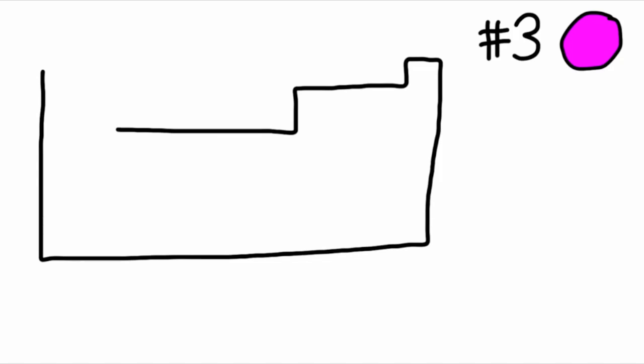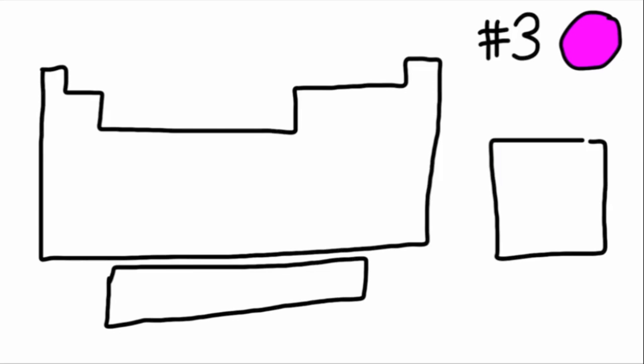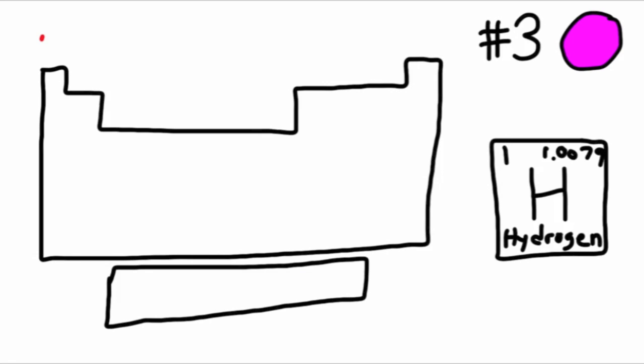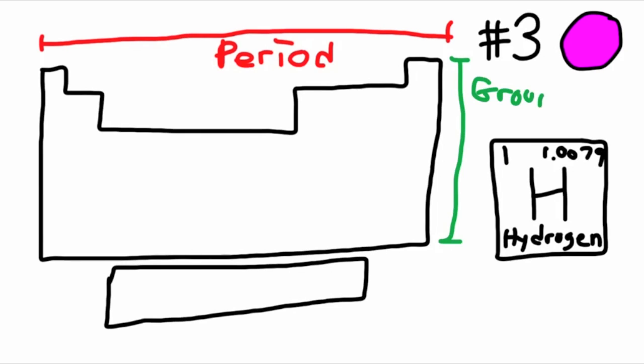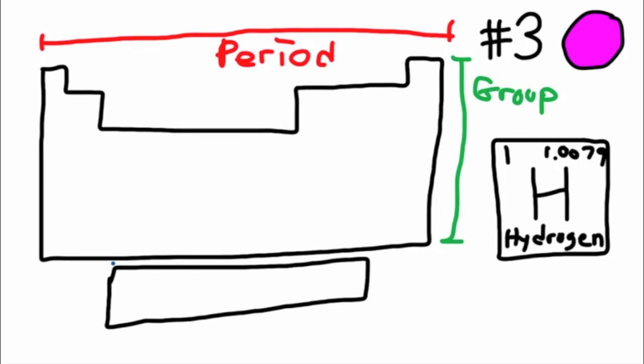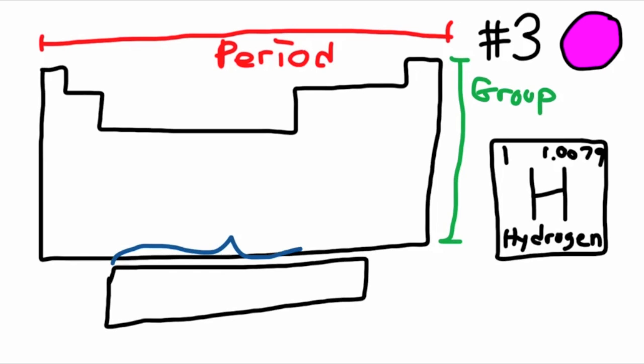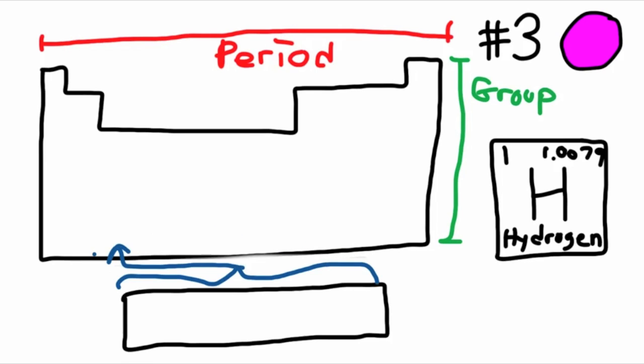Now, the periodic table consists of a bunch of squares with letters in them, numbers on them, and more things. Every single horizontal row is called a period, and every single vertical column is considered a group. Those two thingies on the bottom, however, are kind of special. They actually go between an area.